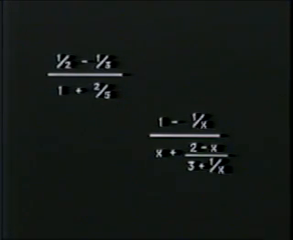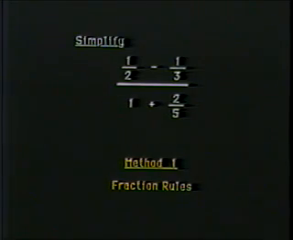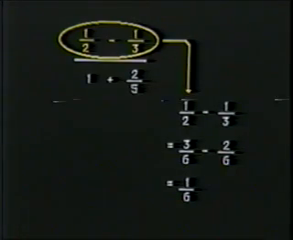So how do we work with a problem like this? There are 2 different methods. Method number 1, use your fraction rules, the ones we've just reviewed. Here, for example, the numerator is actually a subtraction of fractions problem. So, we work the problem. Find the LCD, 6, get 2 equivalent fractions, 3/6 and 2/6, and combine the 2 numerators. 3 minus 2 gives us 1/6.